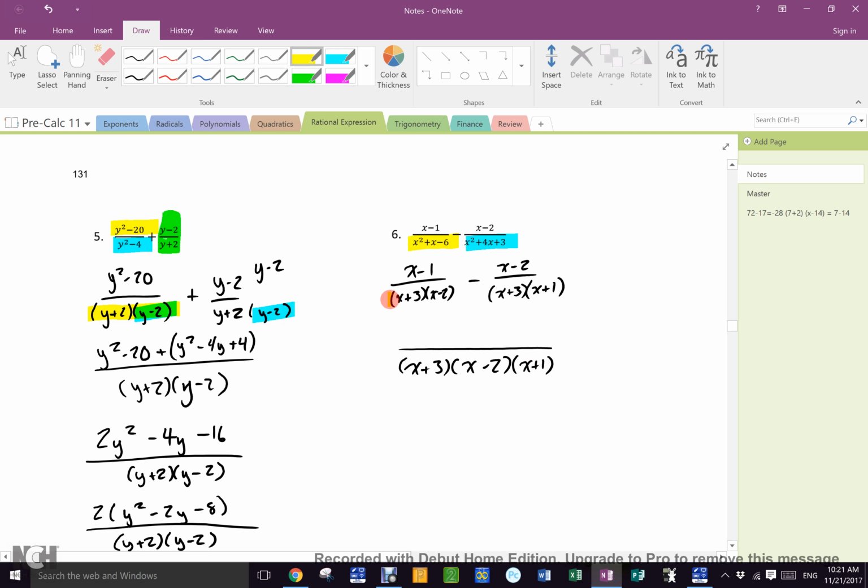What does this guy have? He's got the 3 and the minus 2, right? So what does he need? X plus 1. What does this guy have? The 3 and the 1. So what does he need? The x minus 2. And what do I do then here? I can't cancel it yet.